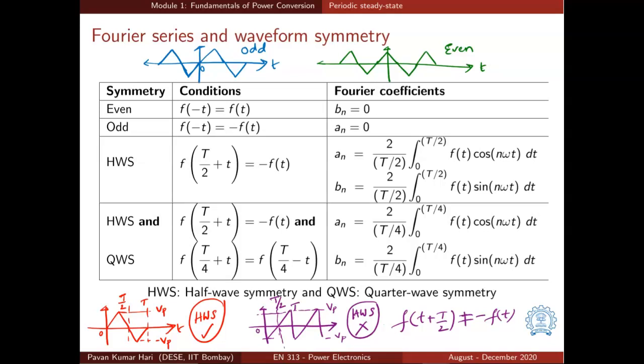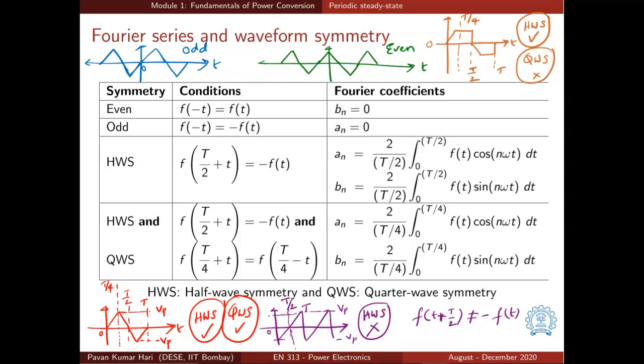But if a waveform has half-wave symmetry like this red color triangular waveform, then the Fourier coefficients An and Bn can be evaluated by merely integrating over half period. So now the integration limits will be changed to 0 to T/2 as opposed to the original case of 0 to T. That is how the calculation gets simplified.